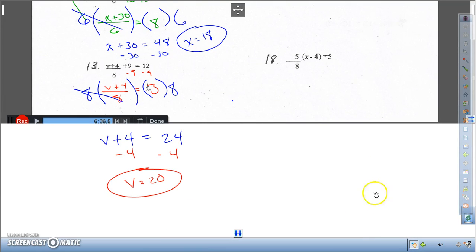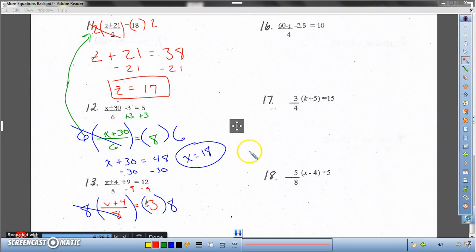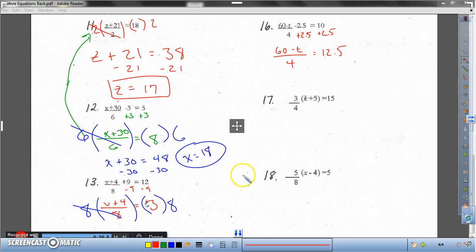Alright, let's scroll back up here and look at number 16. It's worked exactly the same way as the last two. The only difference here is that I'm adding a decimal, okay, which is no big deal. So add 2.5 to both sides here to isolate your fraction. So now we've got 60 minus t over 4 is equal to 12.5. Now that I've isolated the fractional part, I want to get rid of the division. In this case, I need to multiply by 4.